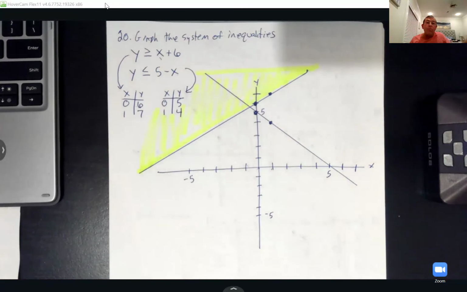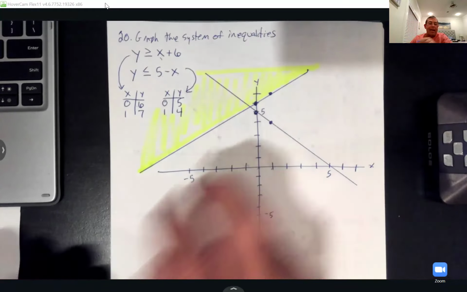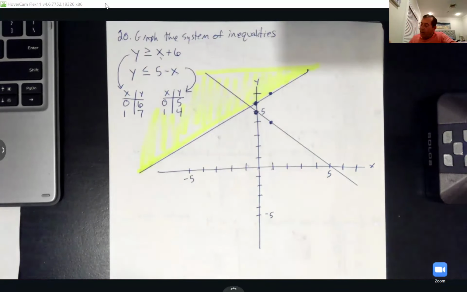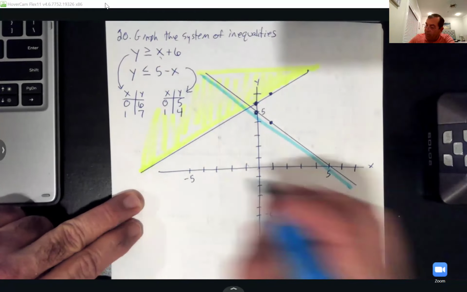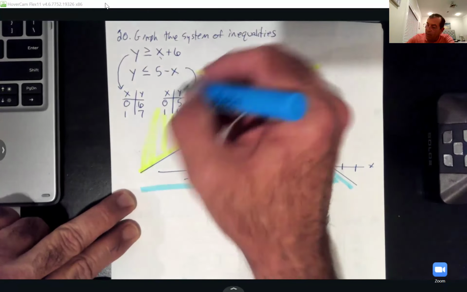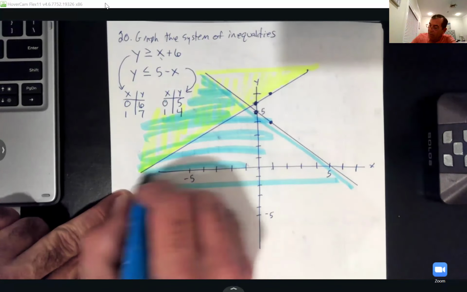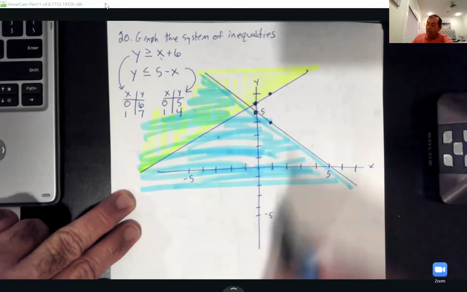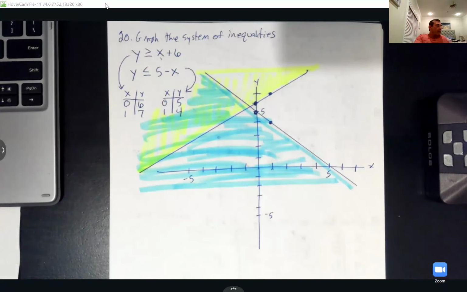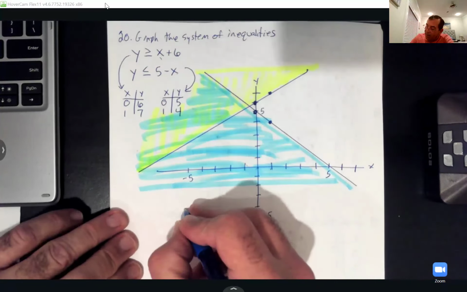Now that line was less than, so it's going to shade below that line I just made. So it's going to shade all of this below. So for this problem, the answer will be the one where it's shaded right here to the left.